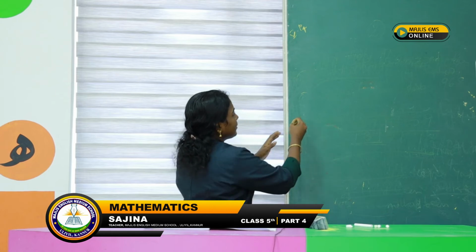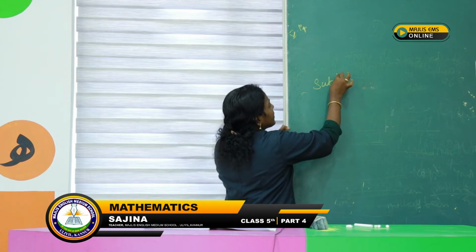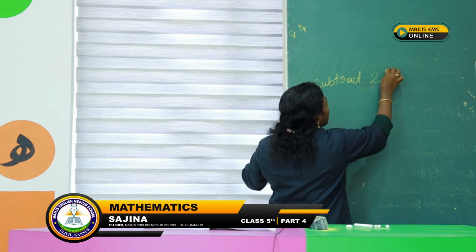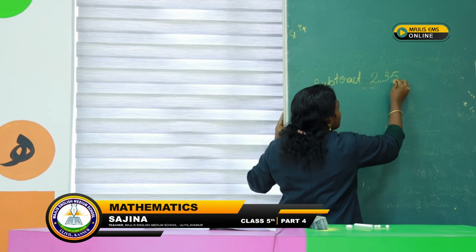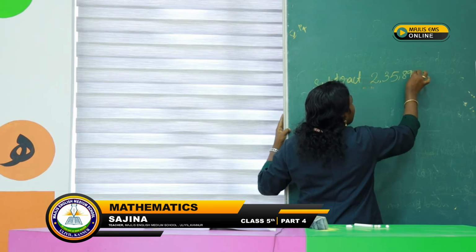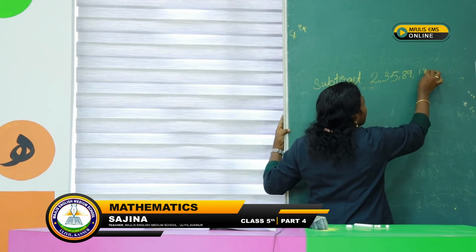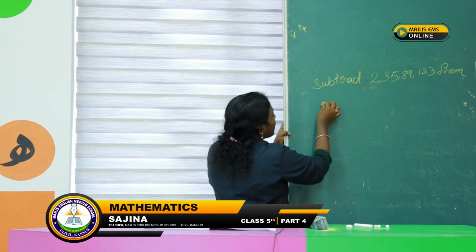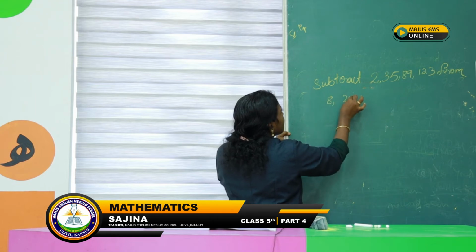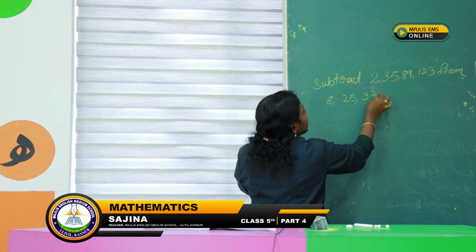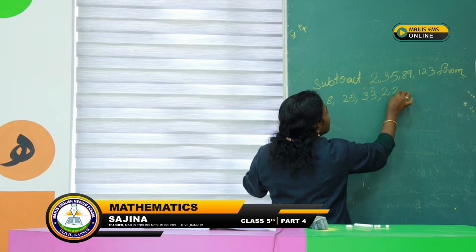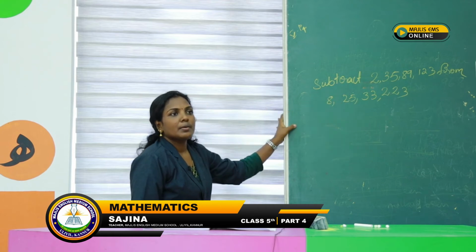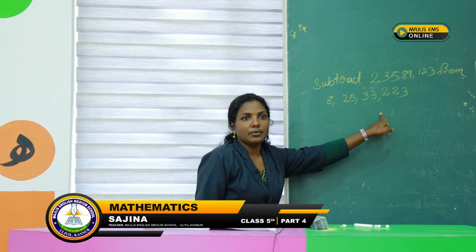For example, another example: subtract 2 crore 35 lakh 89,123 from 8 crore 25 lakh 33,223. First we write these two numbers in the place value chart.